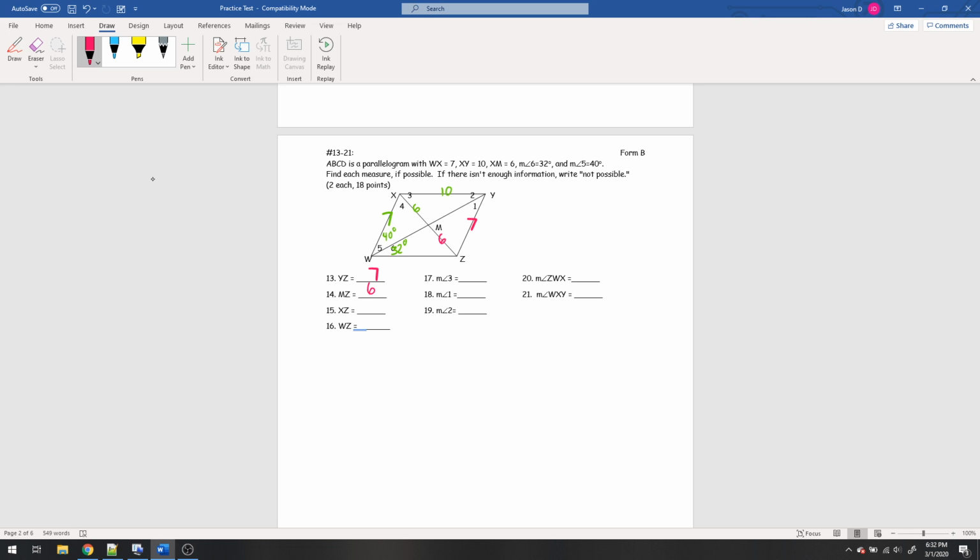XZ is just the full diagonal, and so it has to be 12. WZ is the bottom of the parallelogram. Once again, it's opposite a side that we know about, so that also has to be 10. And I'm going to skip over measure of angle 3 for just a second.